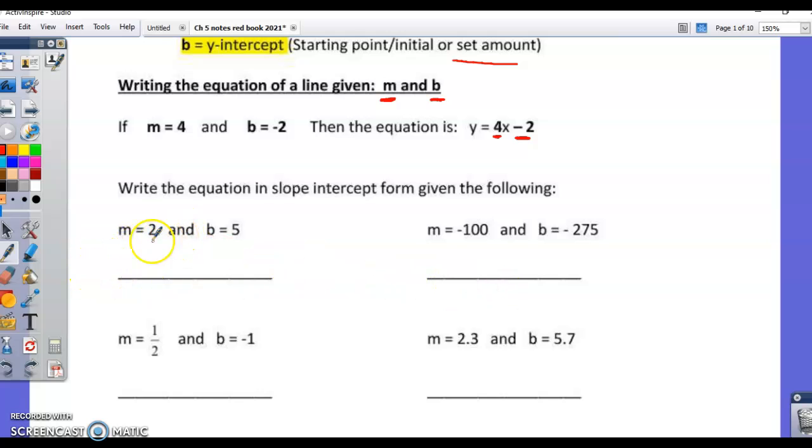All right, so we'll do a couple here. So again, we're thinking of y equals mx plus b. So in this case, this would be y equals 2x, and then our b is a positive 5. Whatever your value is. So for b, if it's a negative, you can just put a negative here instead of a positive. Or you can put plus or minus, but you will see it as just that number there. All right, over here, y equals m, which is negative 100. Then put the x in, and our b is negative 275. And then we have it in slope-intercept form.